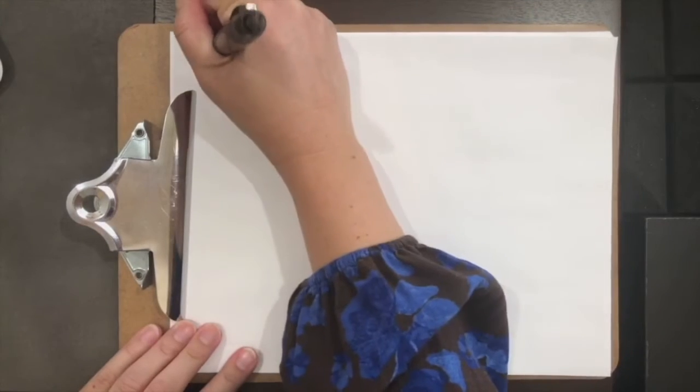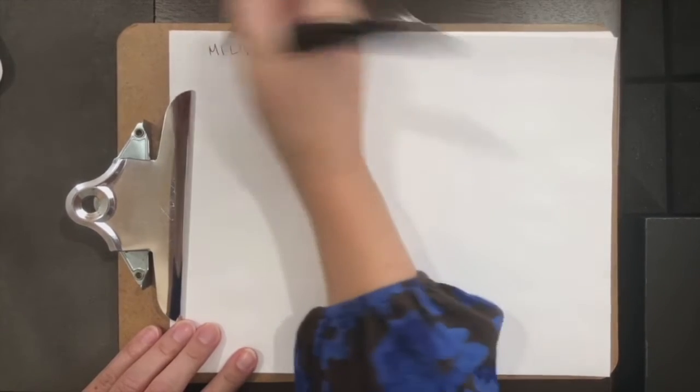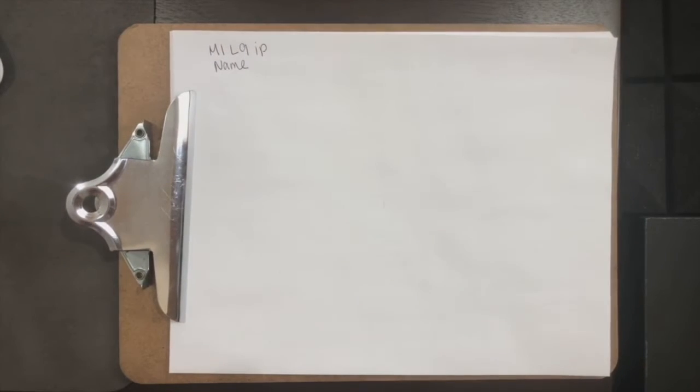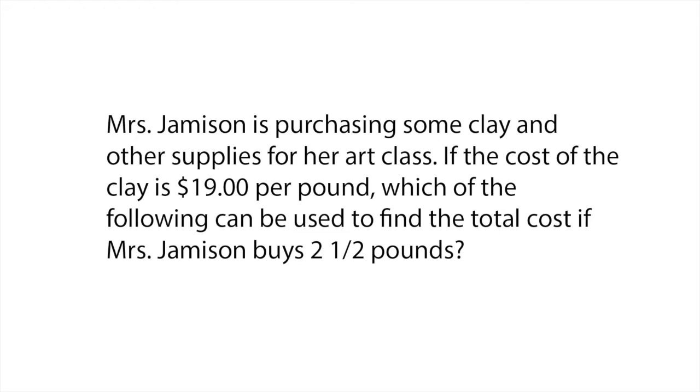All right, let's do Module 1, Lesson 9, Independent Practice, and be sure to put your name on your paper. Number 1. Mrs. Jameson is purchasing some clay and other supplies for her art class. If the cost of the clay is $19 per pound, which of the following can be used to find the total cost if Mrs. Jameson buys 2.5 pounds?